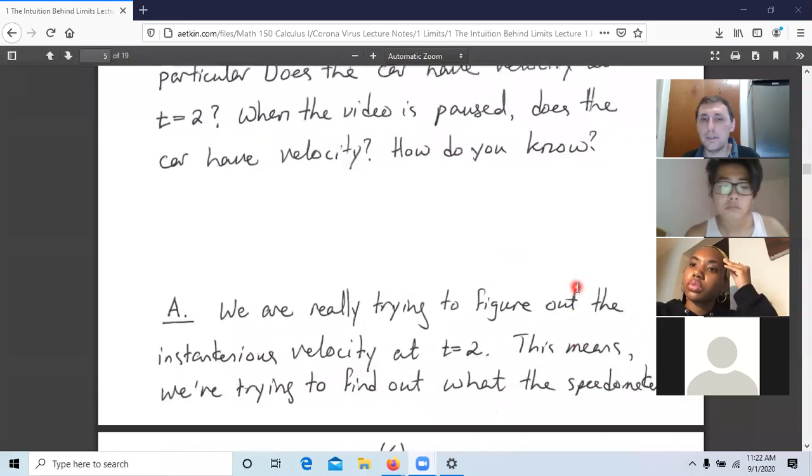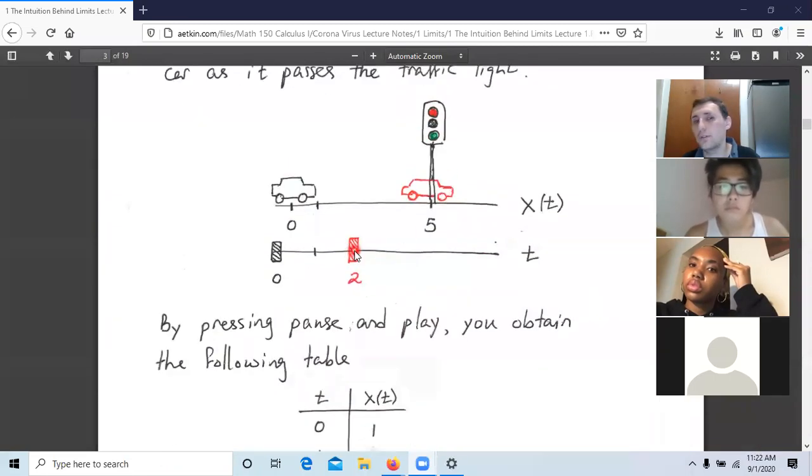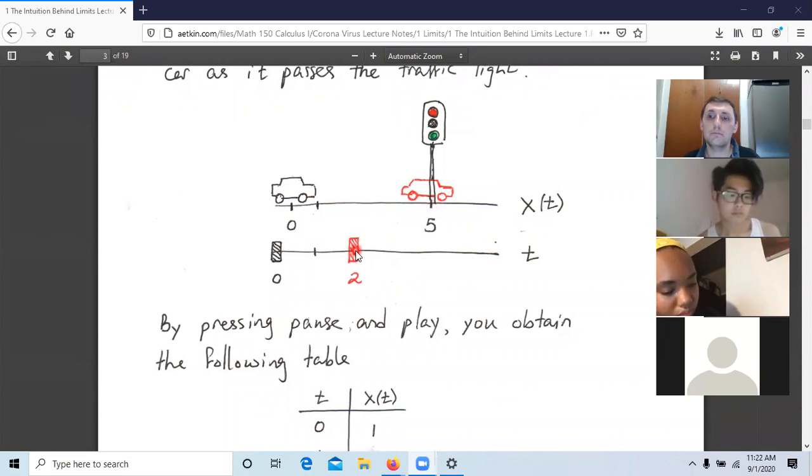Any ideas, right? You are scientists here. What would you do if you had this video in front of you? How would you try to figure out what the speedometer is showing at 5 when the car passes through 5, or at time 2? How would you try to reconstruct it?